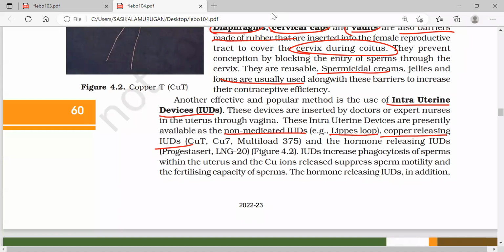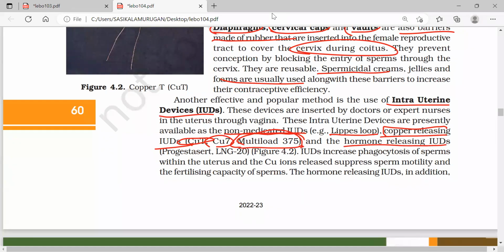We can expect a question: CuT, Cu7, and Multiload 375. These are the different types of copper releasing IUDs. Especially you should concentrate on Multiload 375, because it is not relevant to the name copper. CuT and Cu7 are relevant to that copper release, so we can easily answer, but they never use the word copper in Multiload 375. That's why Multiload 375 is very important.